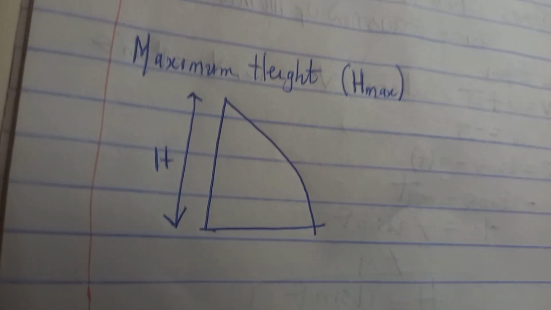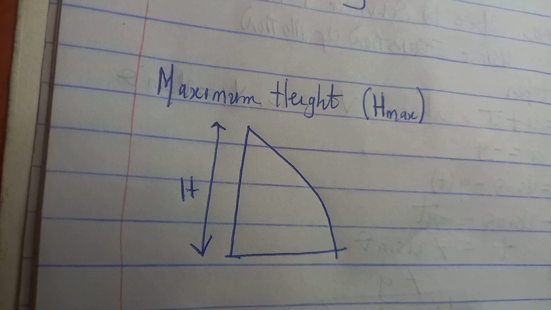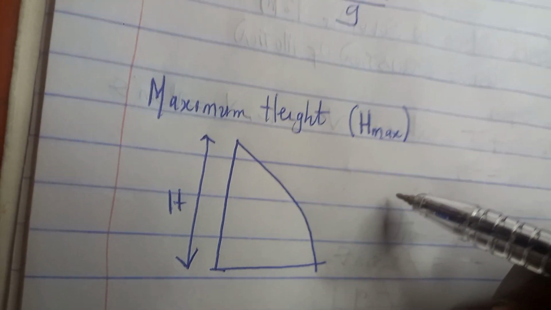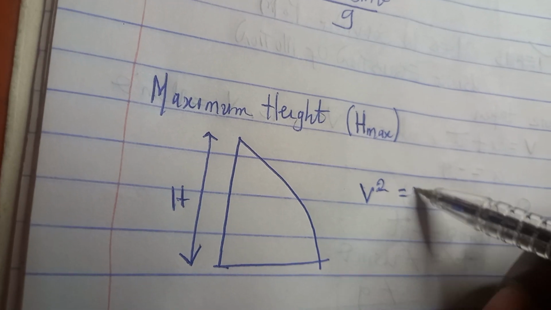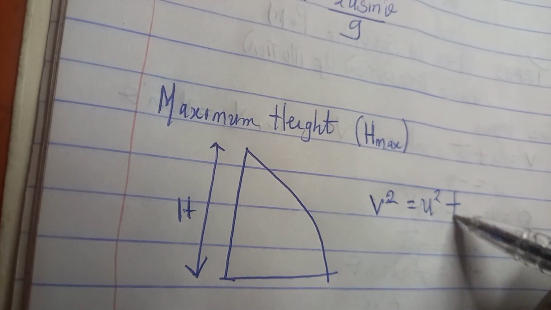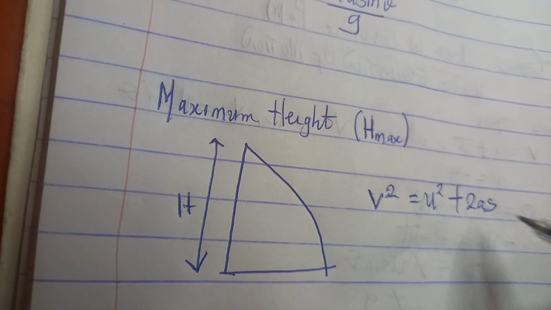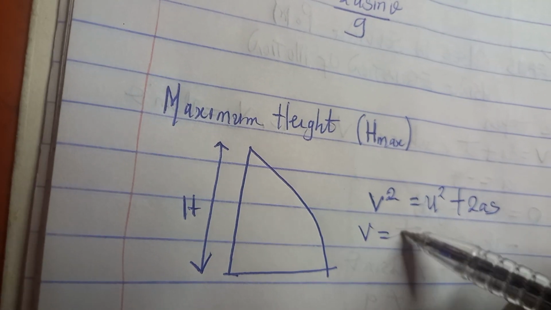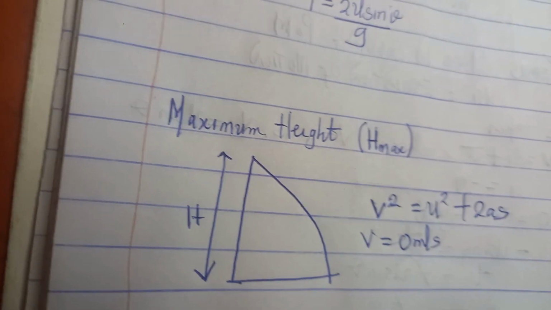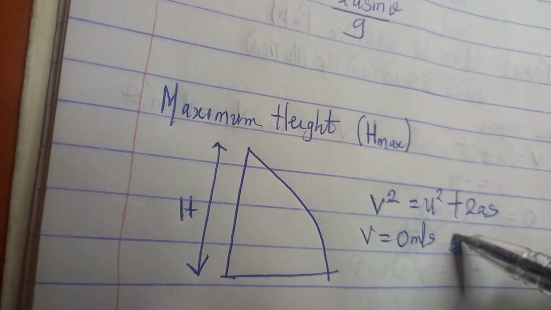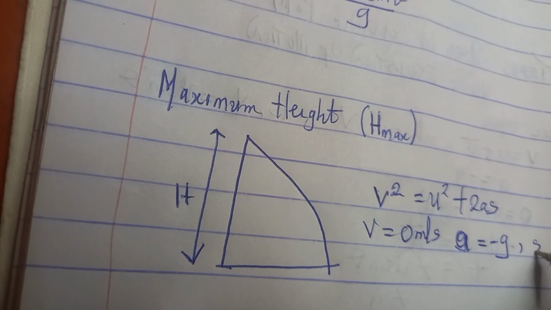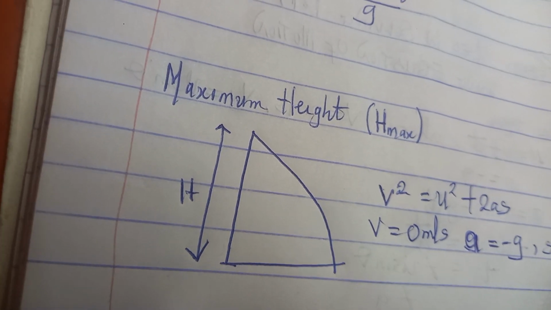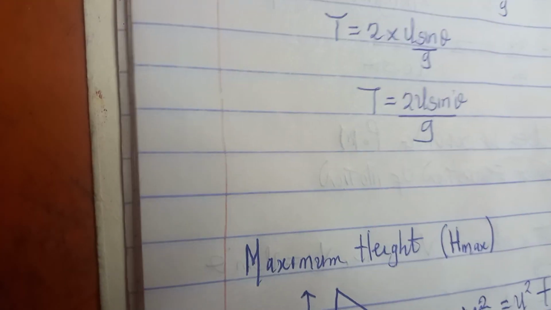The next one is the maximum height of a projectile. So we are using the second equation of motion, which says v squared equals u squared plus 2ax. So v becomes 0 meters per second, and acceleration a will give us minus g. So x becomes height, since this is motion under the influence of gravity.